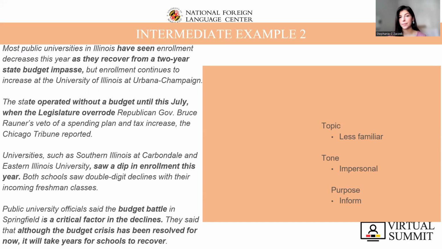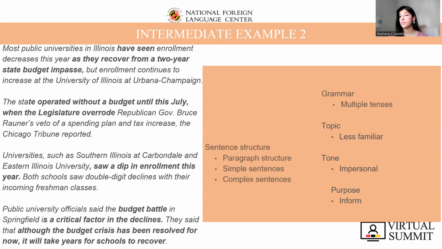So it has a connected paragraph structure with a mix of simple and complex sentences and tenses. But the passage also features far more density of detail and topic-specific vocabulary. For example, the first paragraph contains main and supporting details with lower frequency terms such as impasse, recover, and legislature.